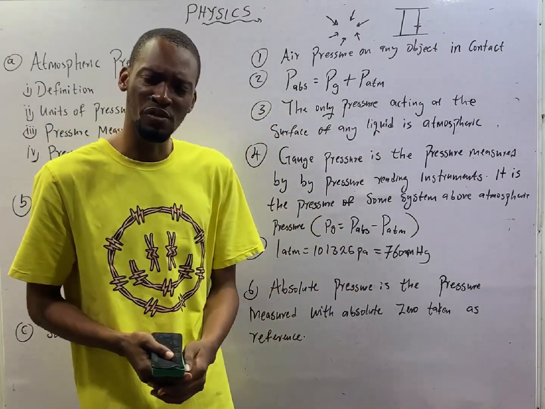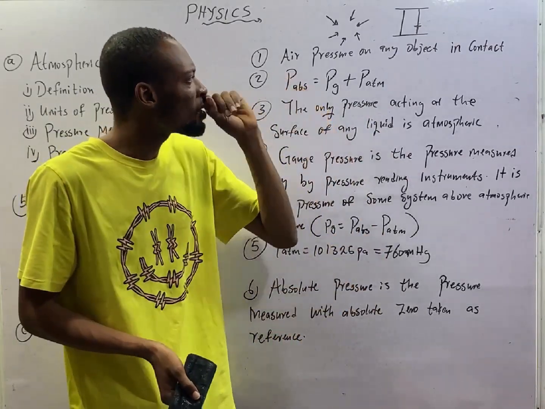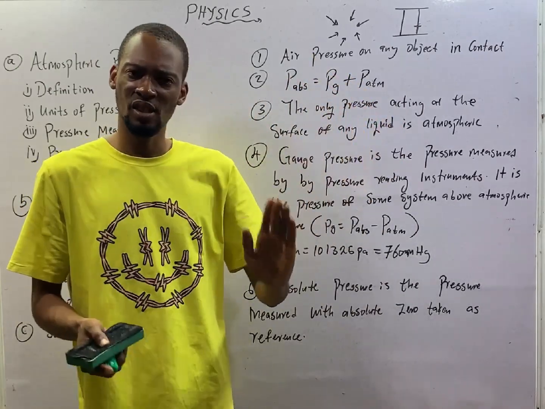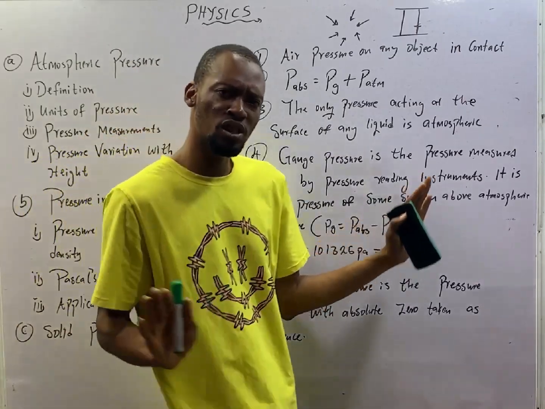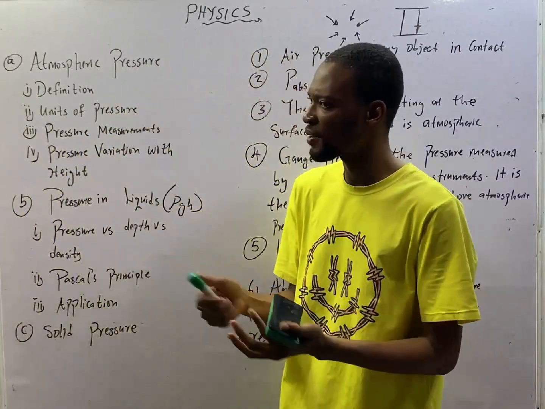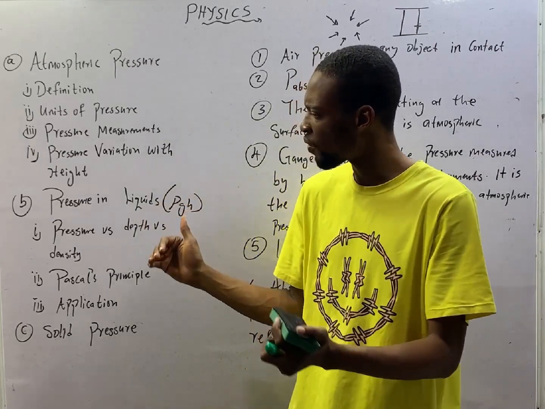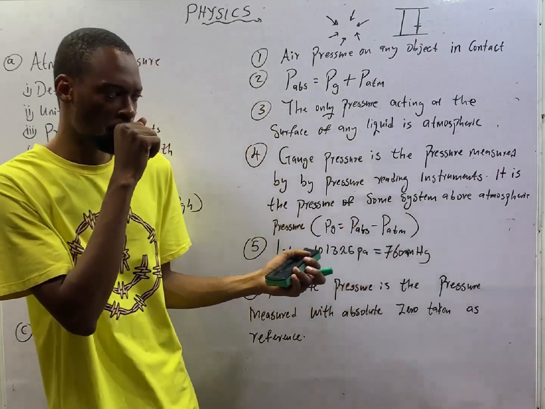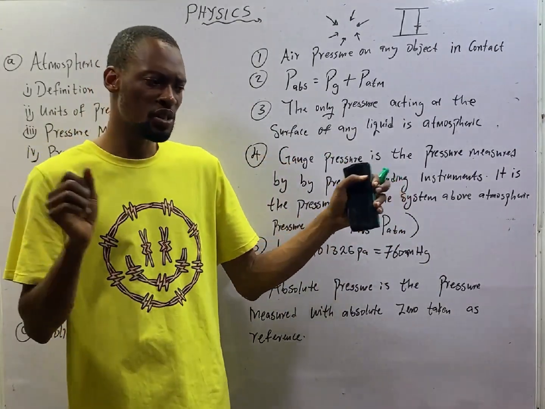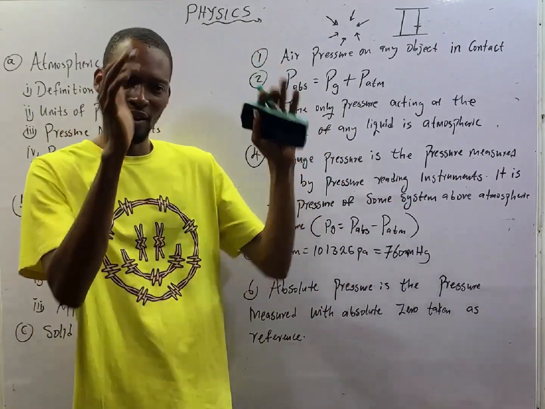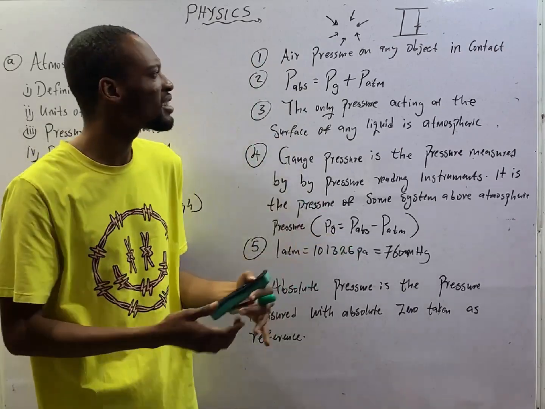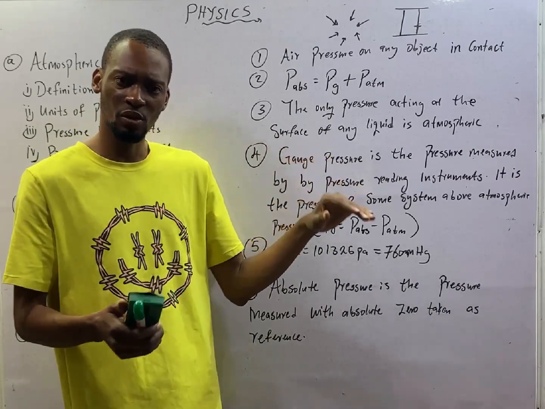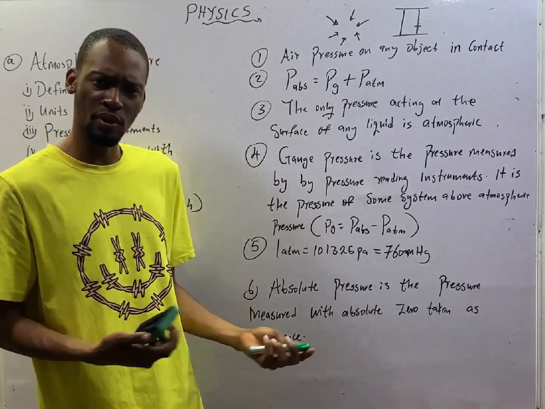What is atmospheric pressure? Atmospheric pressure is simply the air pressure on any object in contact. Any object in contact with air or with the atmosphere gets certain pressure on it. For example, if you look at a can or a plastic, once air is removed from it, you see that it will collapse, goes down like this. That shows that there is air pressure sustaining that stuff. That is one evidence of air pressure.